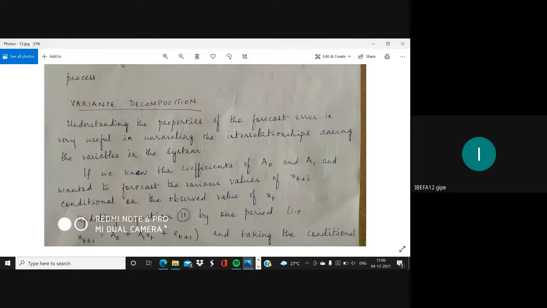So updating equation 11 by one period. Equation 11 was basically the equation for the whole VAR model. So xt is our vector of endogenous variables, so it will have yt, zt, whatever other endogenous variables are there in our model. So xt plus 1 is equal to a naught plus a1 xt plus et plus 1. So this is how we'll generate the one step ahead forecast. Okay.